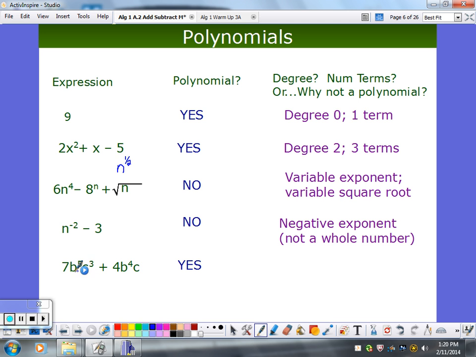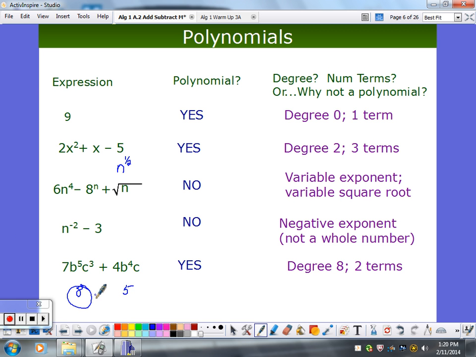What is the degree of this monomial? There's 5 b's and 3 c's. There's 8 variables. There's 5 here, right? So you take the biggest one. And how many terms? 2. 2 different terms.